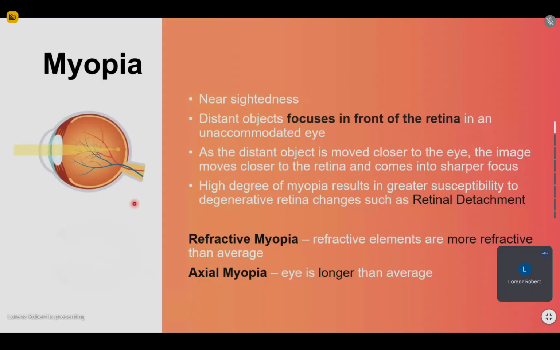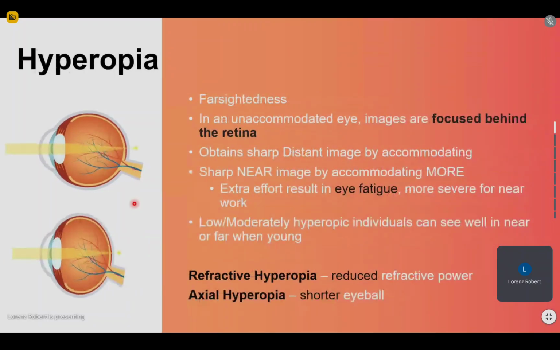In hyperopia, it's the opposite. The images are focused behind the retina. So at distance, because the focal point is far away, it is clear. These patients are prone to eye fatigue because they have to accommodate more in order to create a sharp near image.